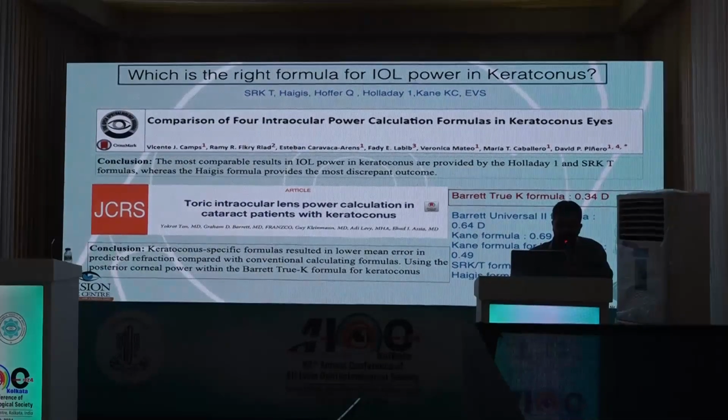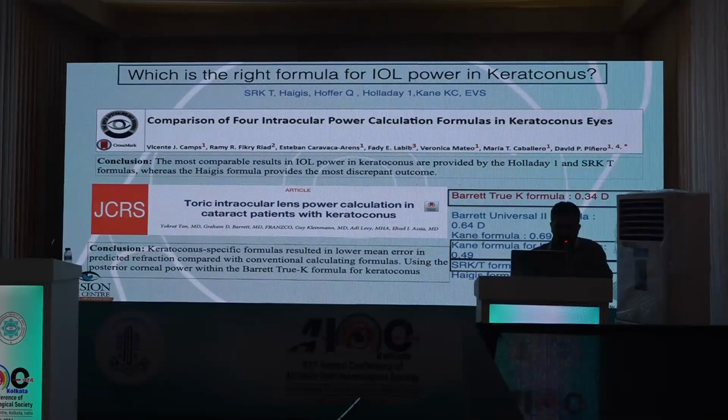Now, which is the right formula for choosing the IOL power in keratoconus? So, literature has shown that the best formulas for IOL power calculation with the most accurate outcomes are the Barrett True K formula, the Kane formula for keratoconus, and the SRK-T formula.